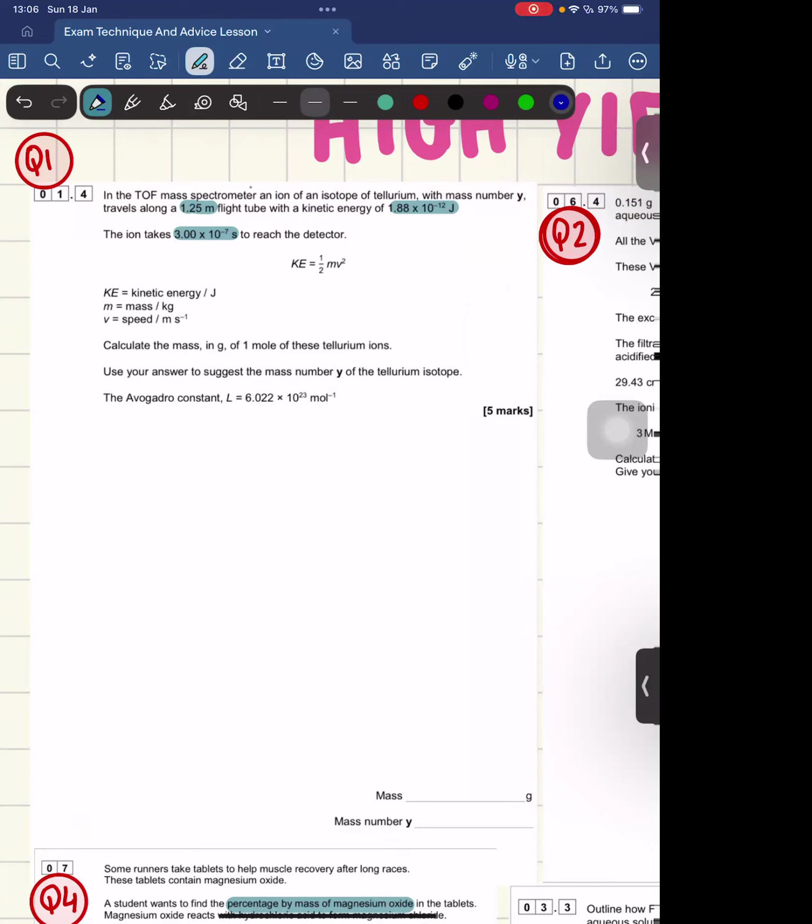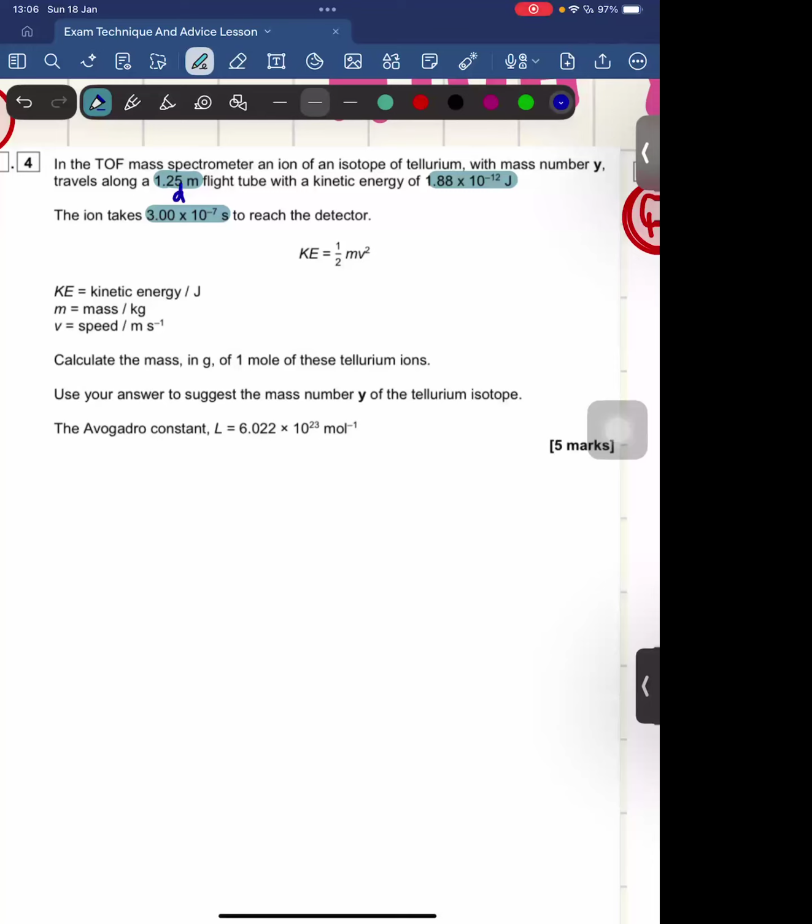You've got, in the time of flight mass spec, an ion of an isotope of tellurium with mass number Y. It travels along the 1.25-meter flight tube. So immediately in my mind, I'm like, okay, that's the distance, with a kinetic energy of this much. So that's my EK. And the ion is taking this much time to reach the detector. So that's my time. I'm immediately annotating what I've got in front of me, and feel free to have a go at this question as well. I'll check the chat in a sec to see how you guys are doing with that.